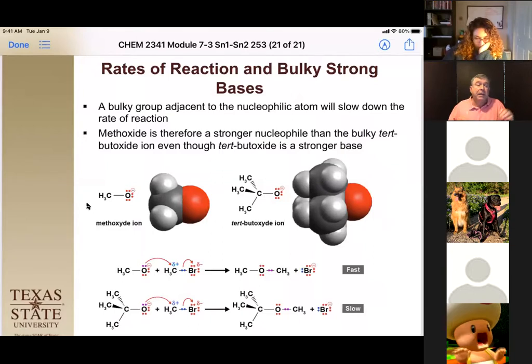Because it's a much slower reaction, methoxide is actually a much stronger nucleophile. But t-butoxide is a much stronger base, because it's going to act less as a nucleophile and more as a base, but the methoxide is going to act more as a nucleophile and less as a base.